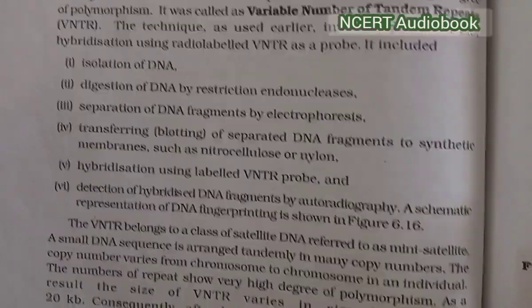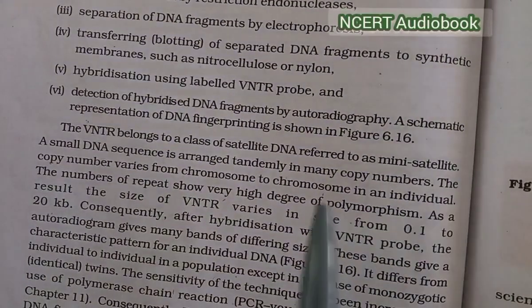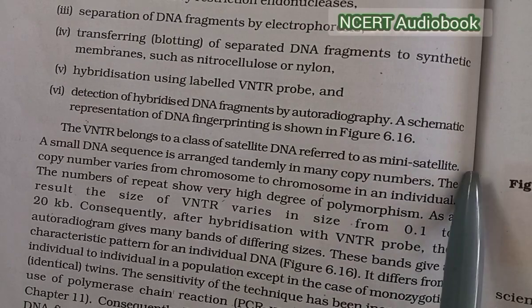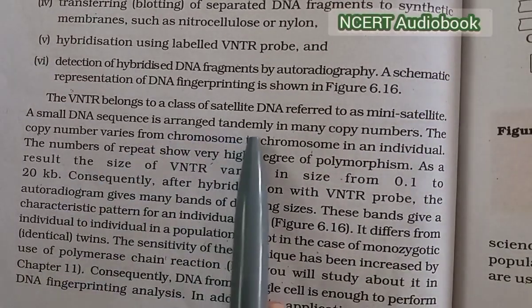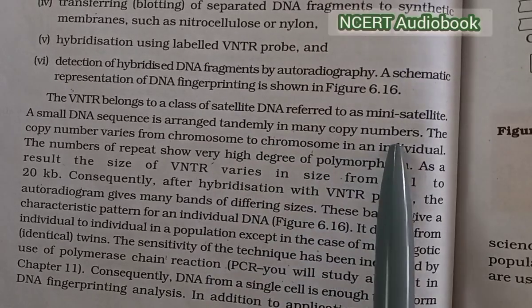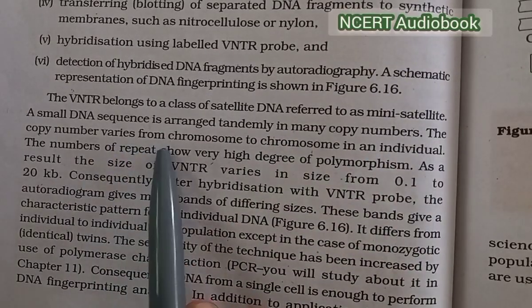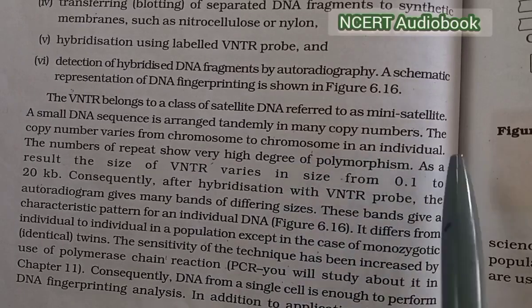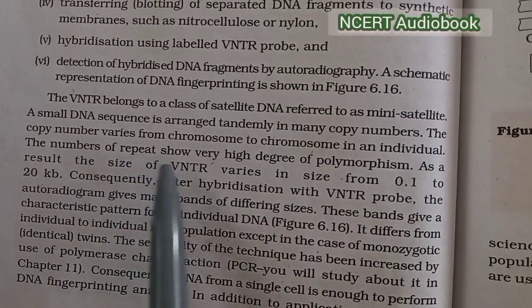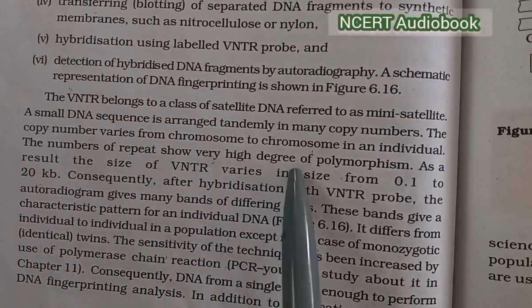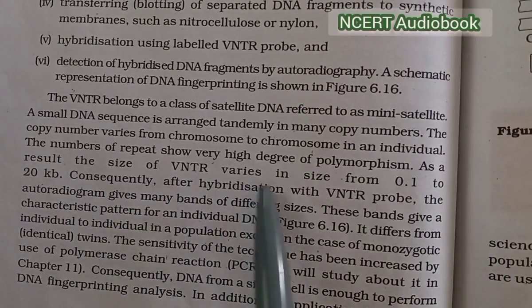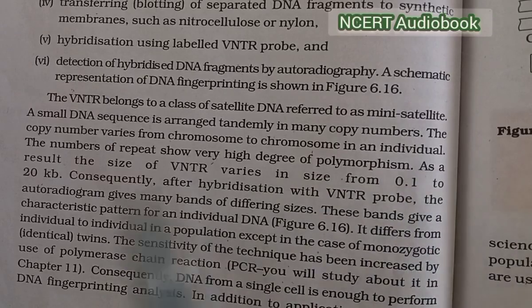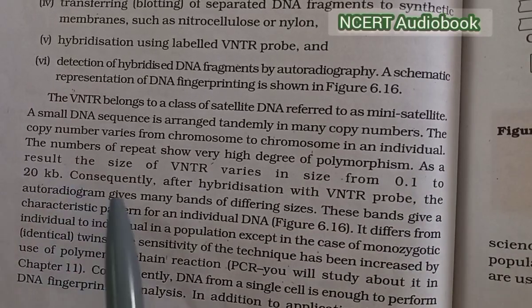The VNTR belongs to the class of satellite DNA referred to as minisatellite. A small DNA sequence is arranged in tandem in many copy numbers, and the copy number varies from chromosome to chromosome in an individual. The number of repeats shows a very high degree of polymorphism. As a result, the size of VNTR varies from 0.1 to 20 kb.